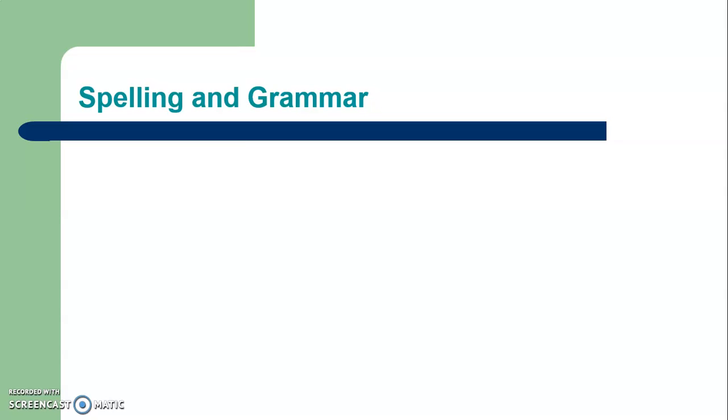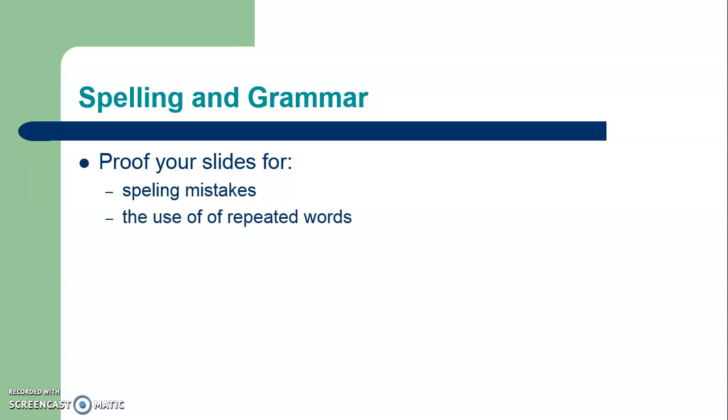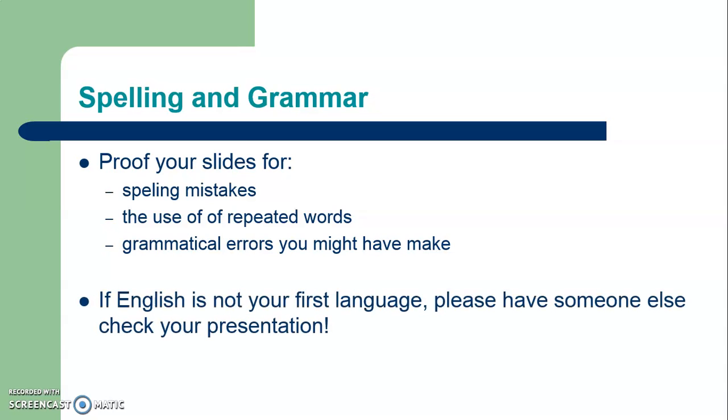And last but not the least is the spelling and grammar. So proof your slides for spelling mistakes. I hope you have identified the mistake over there. There's already a spelling mistake there. And the use of repeated words. Can you see the 'of' being repeated? So you don't want your slides to come up with mistakes like these. And also grammatical errors you might have made, not make. Okay, so this was intentionally put. And if English is not your first language, please have someone else check your presentation for proofreading.